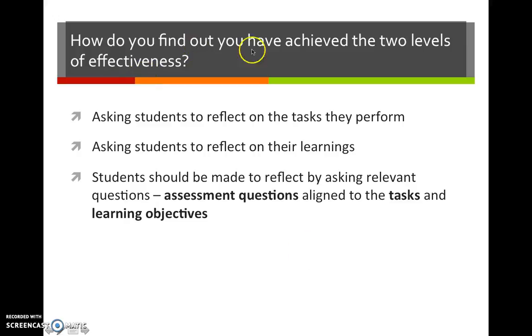And how do you find out that you have achieved the two levels of effectiveness? Number 1 is asking the students to reflect on the tasks they perform. And number 2, asking the students to reflect on their learnings. So students should be made to reflect by asking relevant questions, that is assessment questions, aligned to the tasks and the learning objectives.